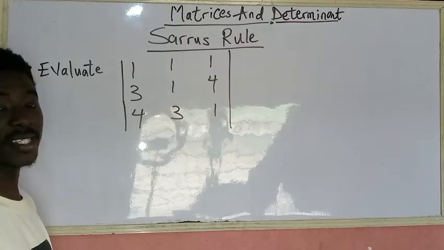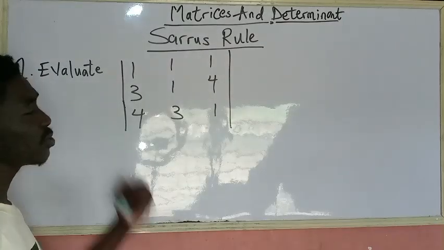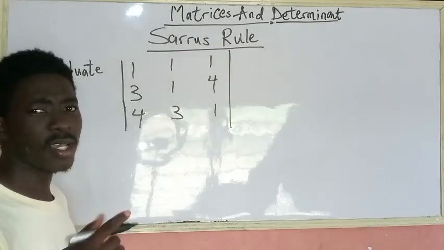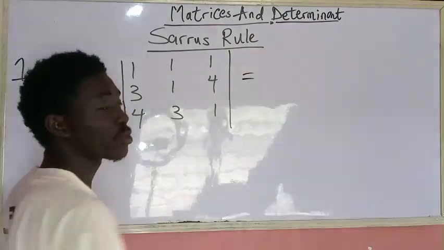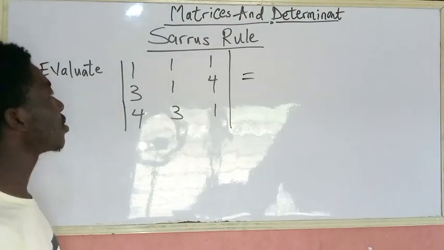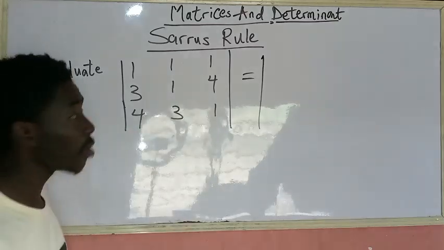We are asked to evaluate the determinant of a matrix, but this is a 3 by 3 determinant. So how do you do this? This is the quickest way of looking for the determinant of a matrix. What do we do? We have what we call the Sarrus rule. So the Sarrus rule says when you are asked to look for the determinant of a matrix, what you do is this.